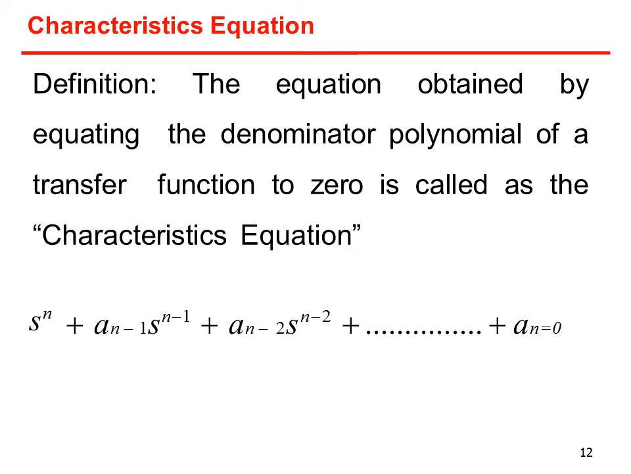Next is the characteristic equation. The equation obtained by equating the denominator polynomial of a transfer function to 0 is called the characteristic equation. It is given by s to the power n plus a_(n-1) s to the power n-1 plus a_(n-2) s to the power n-2 up to a_n is equal to 0. So the characteristic equation is obtained by equating the denominator to 0. Let us see how.